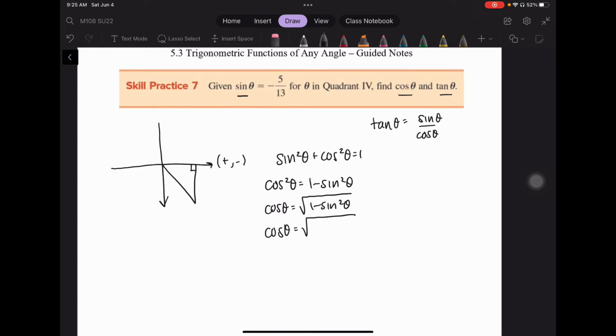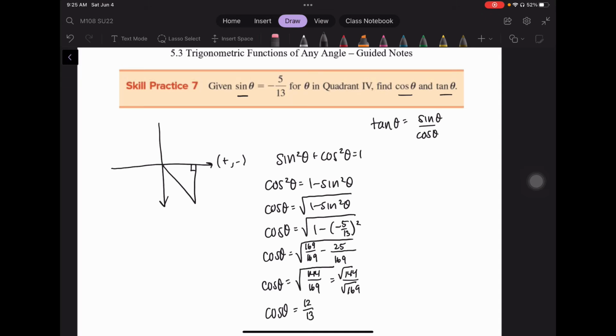Using the sine value that we have, that's negative 5/13 squared. Cosine of theta is then equal to the square root of 1 minus 25/169. So I'm going to say 1 is 169/169. A negative squared is a positive. 5 squared is 25. 13 squared is 169. So that's going to give me the cosine of theta is equal to the square root of 169 minus 25, which is 144/169, which winds up being the square root of 144 over the square root of 169, or the cosine of theta is equal to 12/13.